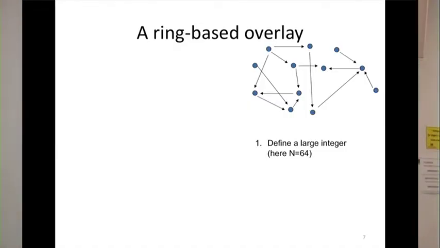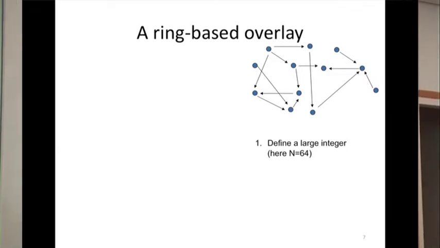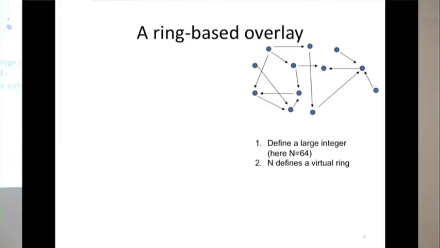Now we want to build a structured overlay on top of it. Remember, overlays are something virtual. They're not physically there. It's just a virtual presence of it. So we begin by building. We first define a large integer. This can be more than a million, but for this particular example, I'm just using 64. We call this the identifier space.